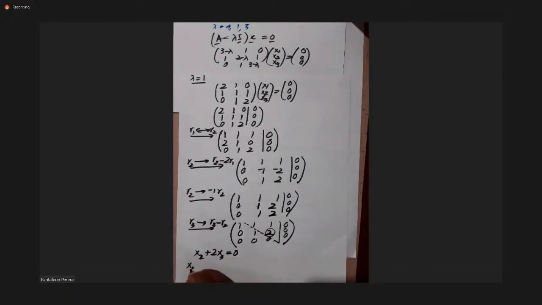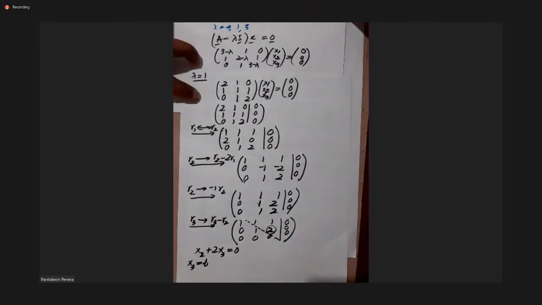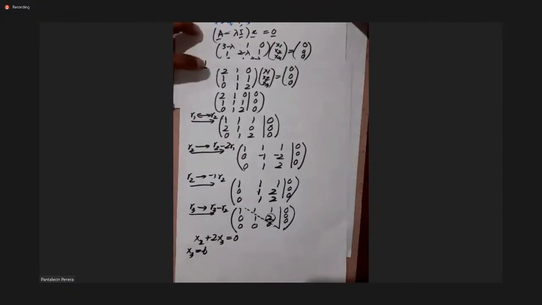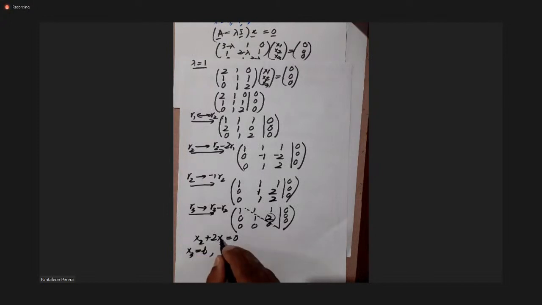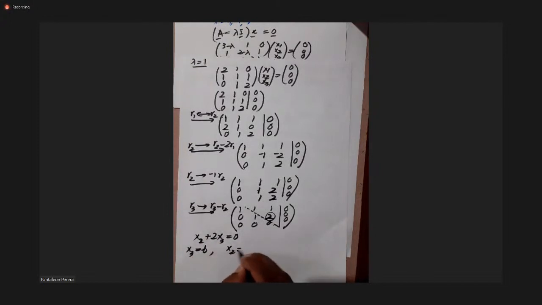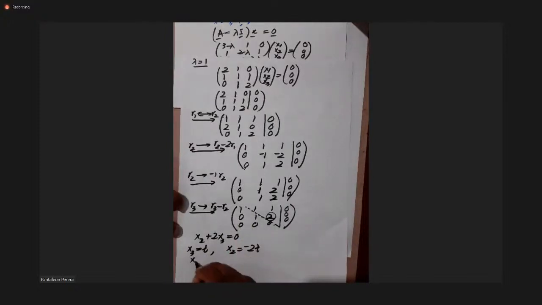I take x3 as t. Because here you have three variables and two equations. You cannot solve. We did this earlier, right? Therefore, I just take it like this. You take that additional variable because you have one more variable. You take it as t. Now, when x3 is t, you can find x2. It is minus 2t. Then from this equation, you can find x1.